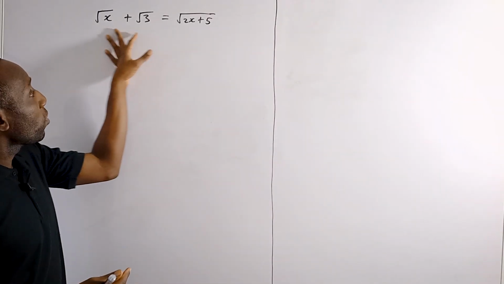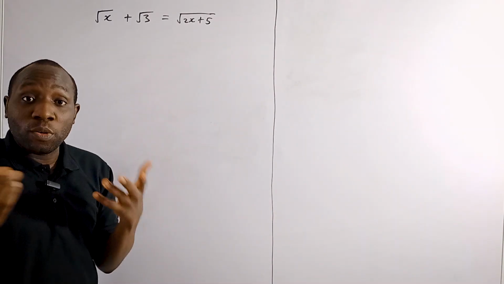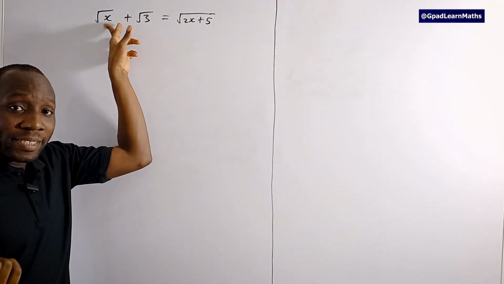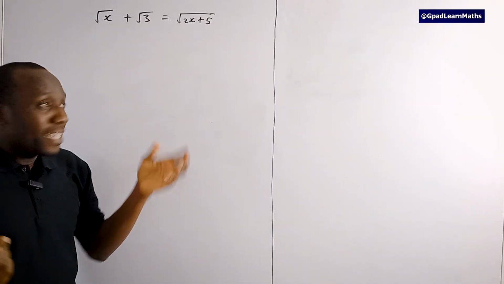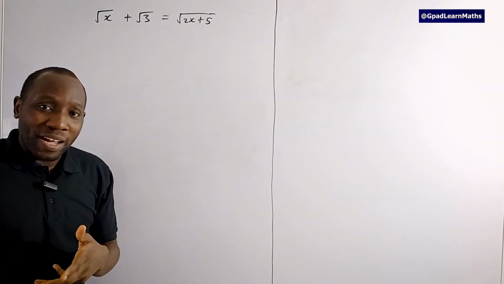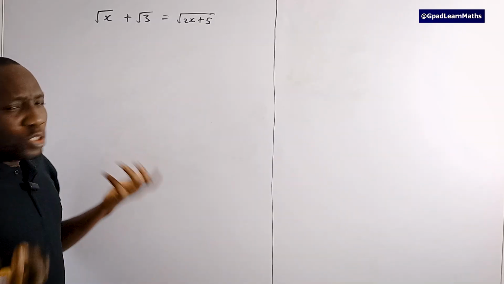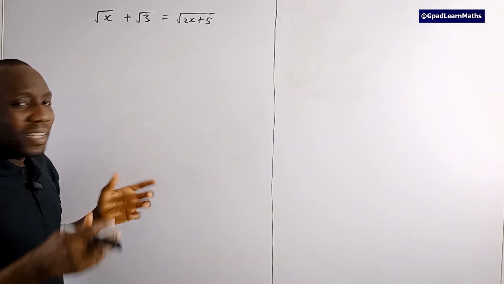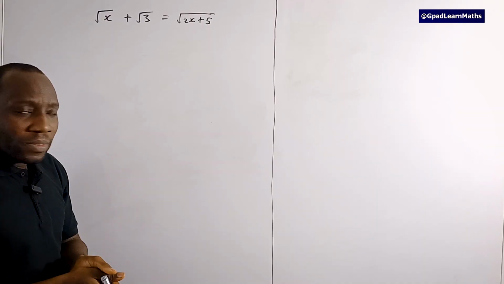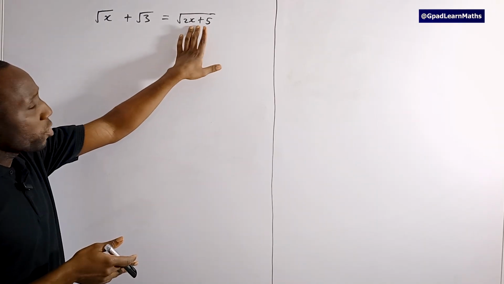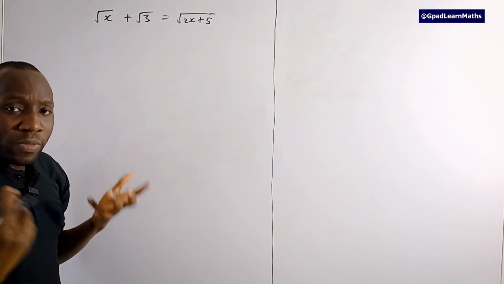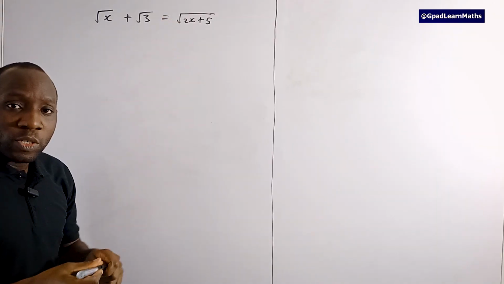In this video, we're going to solve this equation containing square roots. What we have here is root x plus root 3 is equal to root 2x plus 5. Now, what I can do first is to get rid of the square root. But it's easier to get rid of this square root here. So what I will do is to square both sides to get rid of the square root.